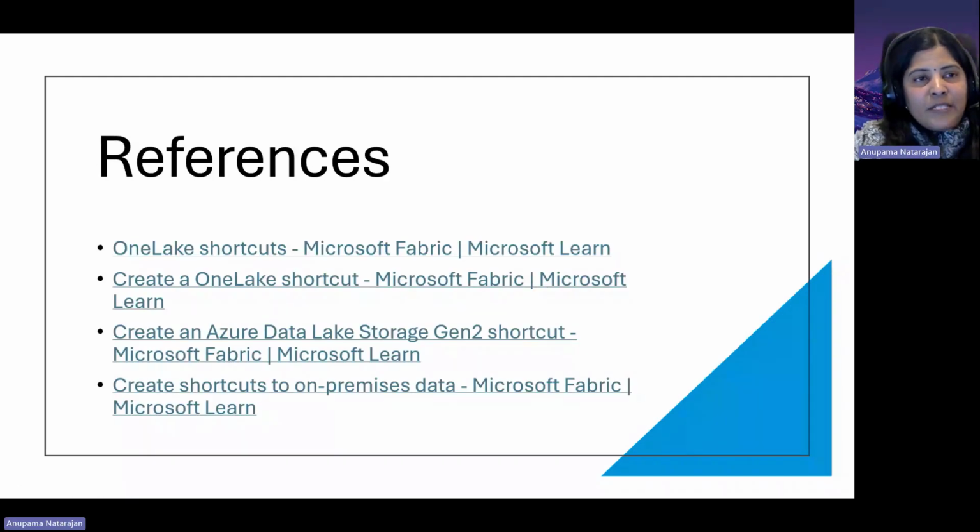Cool. So all the things that we have been discussing: what shortcuts are, how to use them in OneLake, how to use them with Data Lake Storage Gen2, or how to create shortcuts with on-premises data. As I said, if it is an S3-compatible data source, then you can create shortcuts using the gateway that is available, and you will be able to point to that data source and have shortcuts available on Microsoft Fabric.